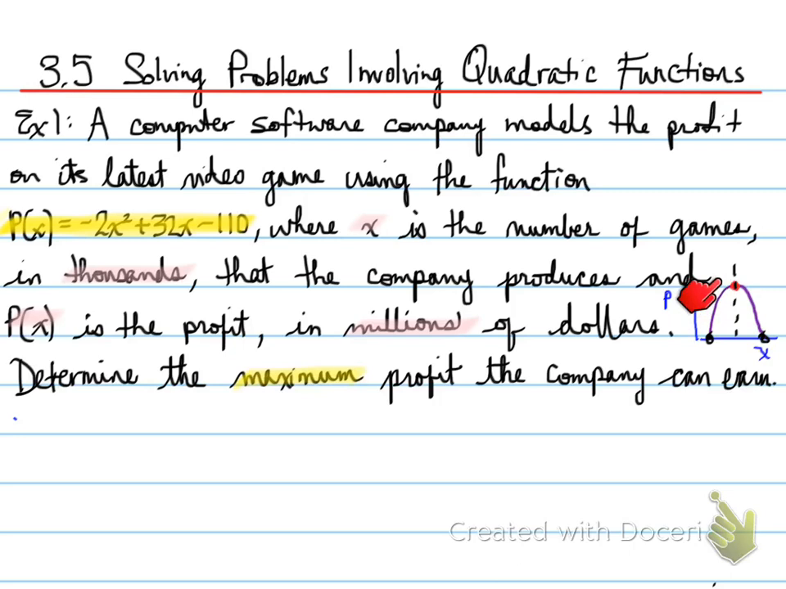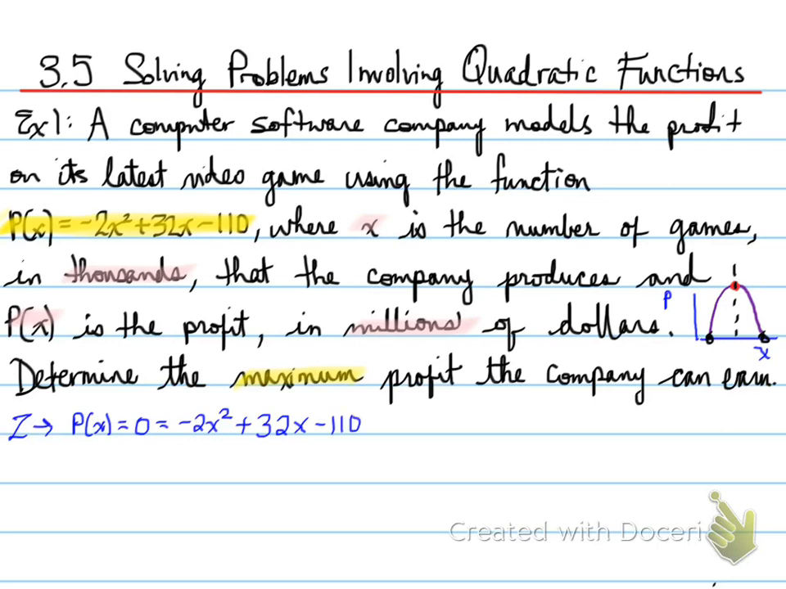The vertex will tell us how much money is made, so the maximum profit, and how many video games need to be sold to make that profit. So, how are we going to get there? Well, hopefully you're thinking, that's right, ZAP. We're going to zap to the vertex. Zap, start with Z. Z means that we need to find the zeros, folks.